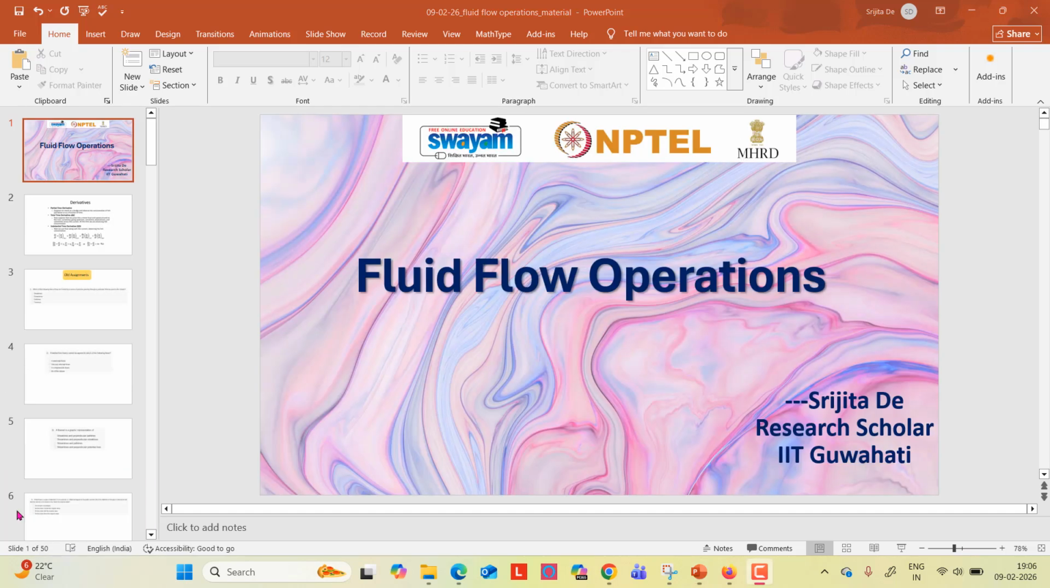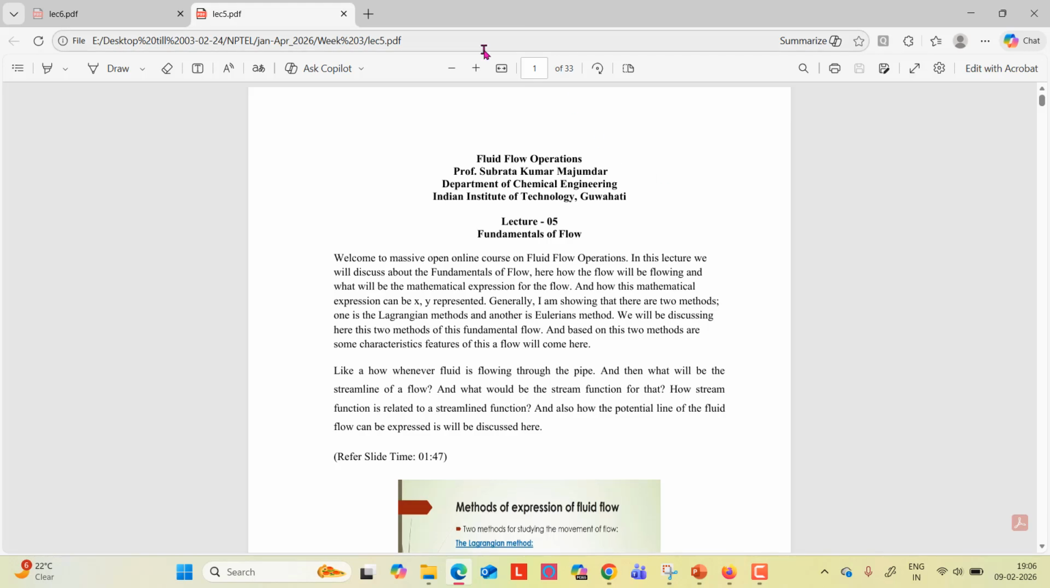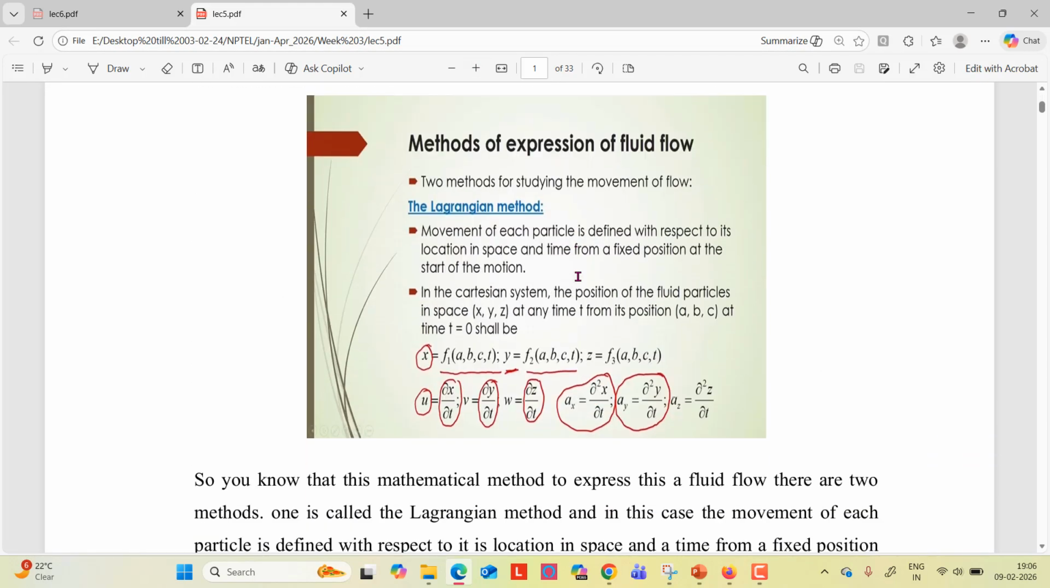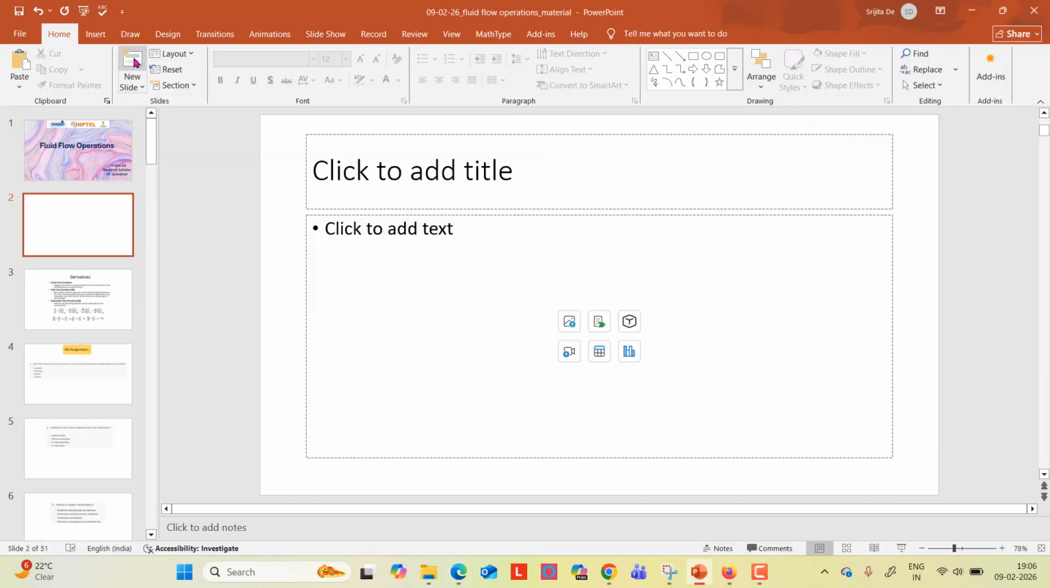Okay. Let's start today's session. In this week, Sarah has talked about the basic fluid flows, like what is the Lagrangian method, what is the Eulerian method. I'll be revising the main topics very fast and then we'll shift to the problems. So what is this Lagrangian approach?